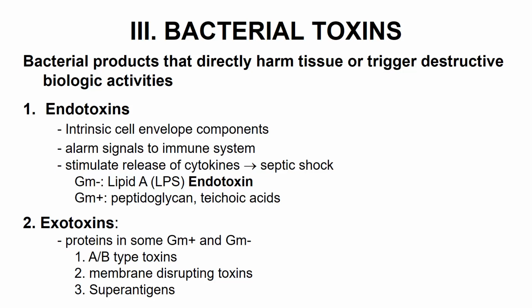So first, let's talk a little bit about bacterial toxins. So what are bacterial toxins? These are typically proteins that are specifically produced by the bacteria to harm host tissue or trigger destructive biological activities in the host. Some toxins and other bacterial virulence factors have other roles for the bacteria in supporting their life cycle or things like that, but by and large, a toxin, the entire goal is to target a host cell and harm it, usually kill it.